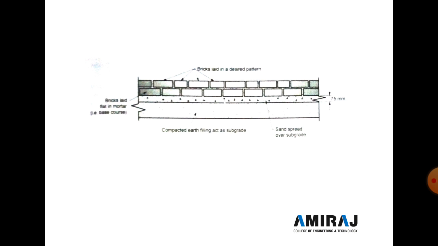See in this figure: first the compacted earth filling, where we sprinkle water and compact the earth. Above the compacted earth, sand is spread over the subgrade. The sand is placed at 75 mm thick, and above the sand layer the brick is laid in a desired pattern. Here the brick is directly placed, and no type of concrete work is done. The brick is laid directly on a sand layer.